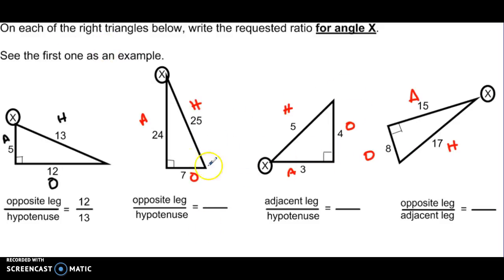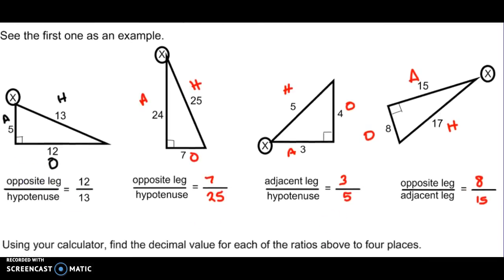So I've already labeled all of the sides for these three triangles. Now we're just going to fill in these ratios here. So the second one asks for the ratio of the opposite leg and the hypotenuse. The opposite is 7, so that'll go in my numerator, and the hypotenuse is 25, that goes in my denominator. For the next one, the adjacent leg is 3, that goes in the numerator, and the hypotenuse is 5. And then finally, the opposite leg is labeled as 8, and the adjacent leg is 15. So what we have are those three ratios here.